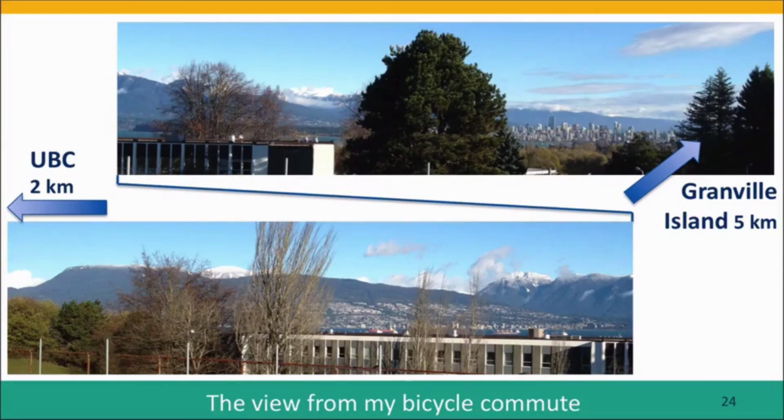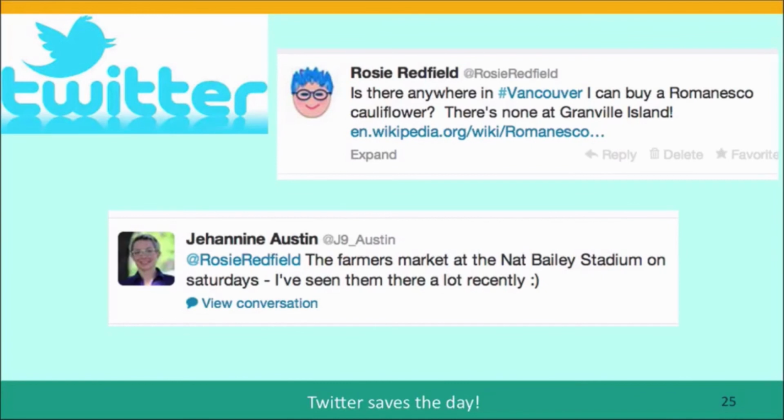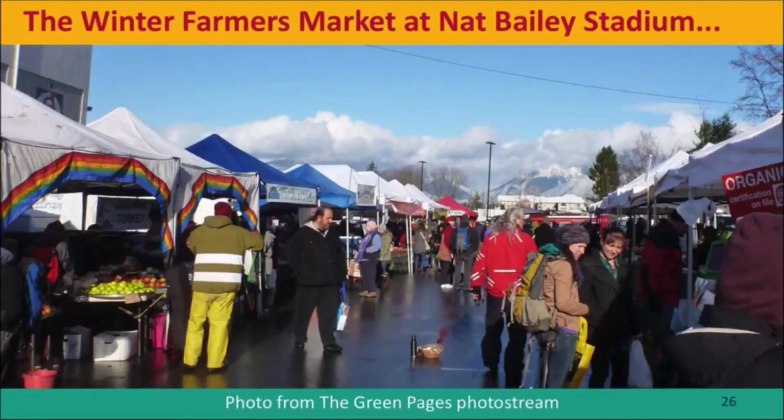Now, I didn't give up on my hope of finding the Romanesco cauliflower, so I sent out a tweet instead, and Twitter was a savior because somebody responded telling me that I can find Romanesco cauliflowers at Nat Bailey Stadium. There's a winter farmers market there, so tomorrow I'm off to Nat Bailey Stadium to see if I can find the elusive Romanesco cauliflower.